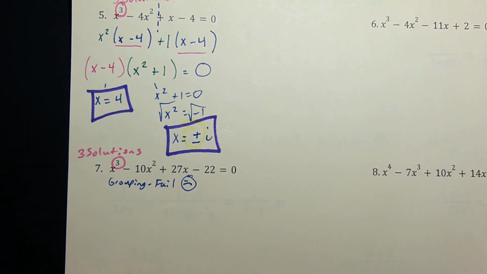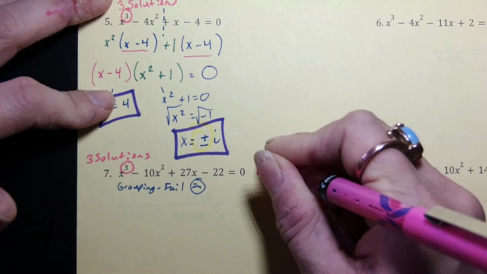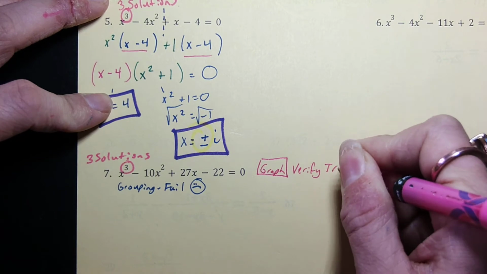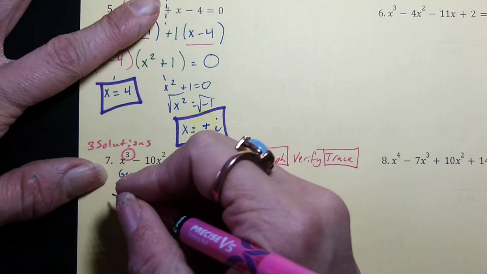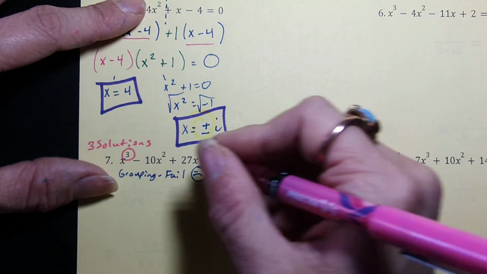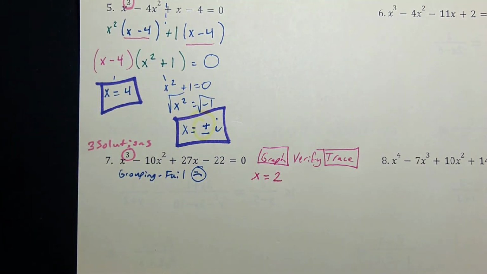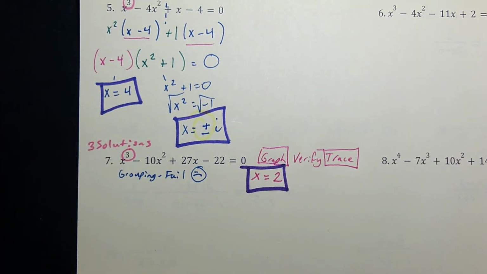So we looked at the graph. We verify with the trace button. And that's how we found our first x-intercept is 2. Now that's one solution. How many do we need to find? We need to find 3 total or 2 more. So once we've got x equals 2, what do we do with it?